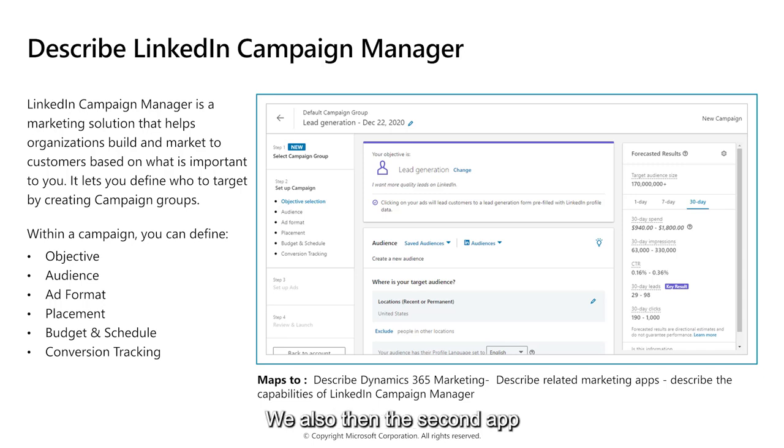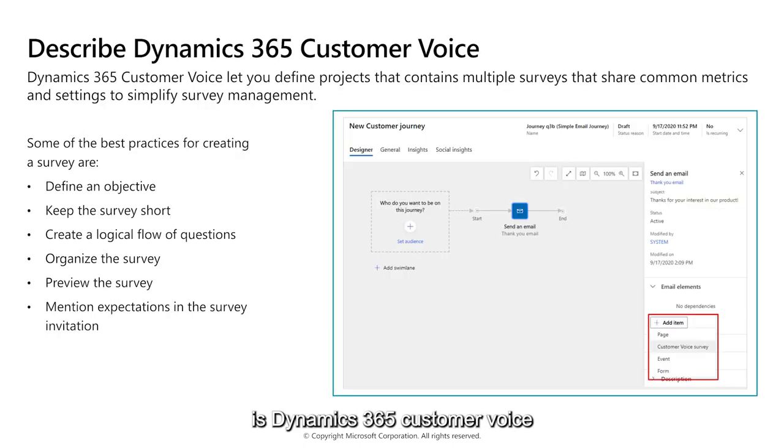Now, the second app is Dynamics 365 Customer Voice. What Dynamics 365 Customer Voice does is allow us to define projects that contain multiple surveys to share common metrics. It includes a variety of questions to help us create surveys. Types of questions are things like choices, text, rating, dates, and ranking things. So how much do you agree with something? Do you like it or not like it? File upload, and net promoter score.